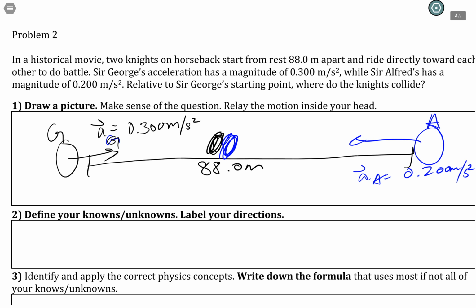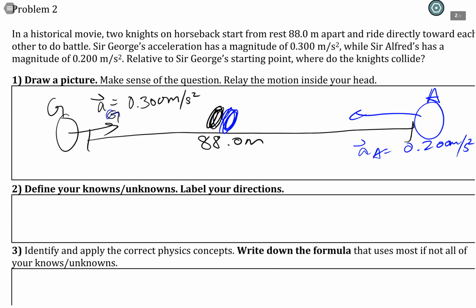What I've done is I ran kind of a motion in my head of roughly what's happening. This is really useful for you because in kinematics, you're solving motion questions. If you don't know what's happening, you do not know where to start. Start off with a picture, run a video, do whatever you have to do to make sense of the question. I've already started labeling some of my knowns and unknowns, which is step number 2.